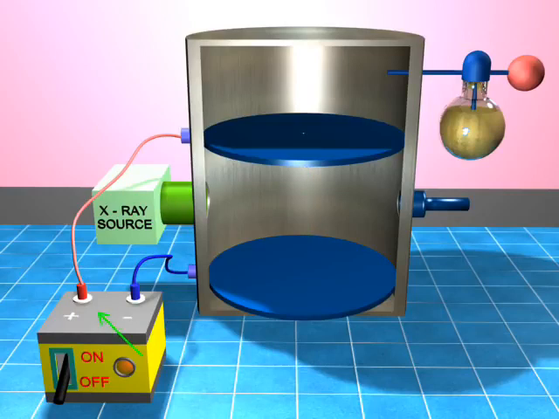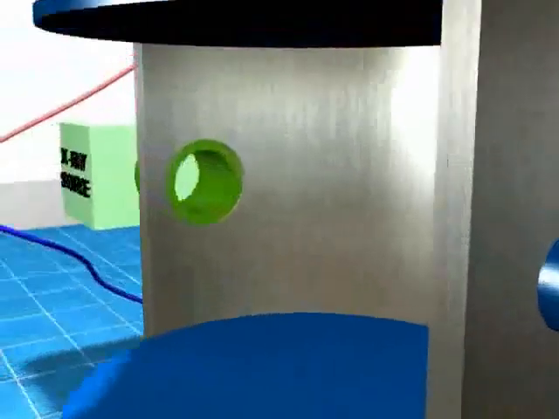The top plate is connected to the positive terminal of the battery. The X-ray comes from here and ionizes the gas that is present over here, which in turn charges the oil drop that enters this region. Now at first the voltage is turned off between the plates. We watch the motion of the falling drop.